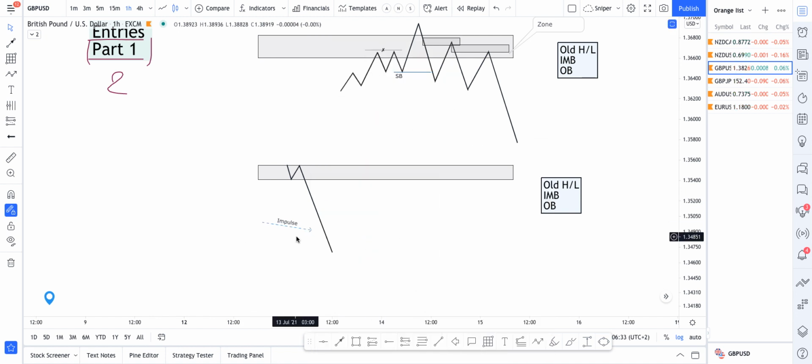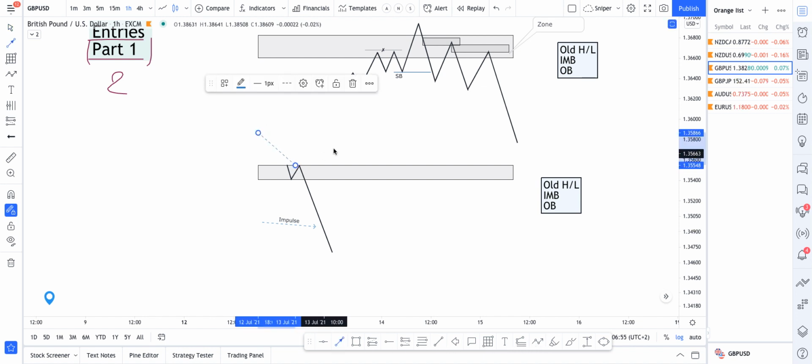But we want to see it impulsively moving, not slow candles, but big decisive candles moving towards the downside. That's first of all very important. Second of all, we would like to see this candle. Where's my arrow? Sorry, this zone.